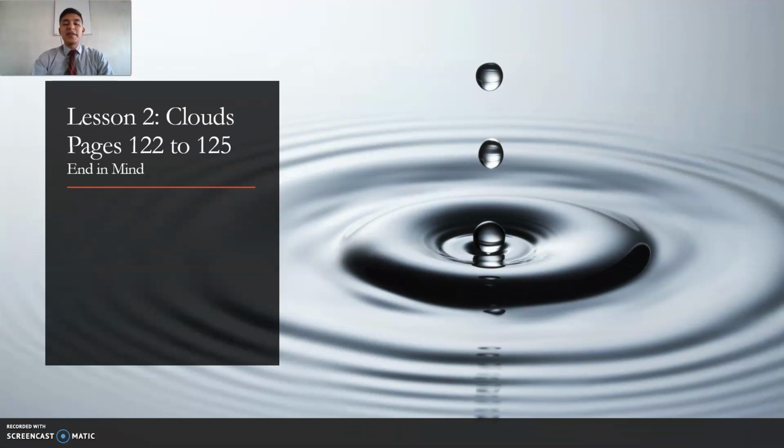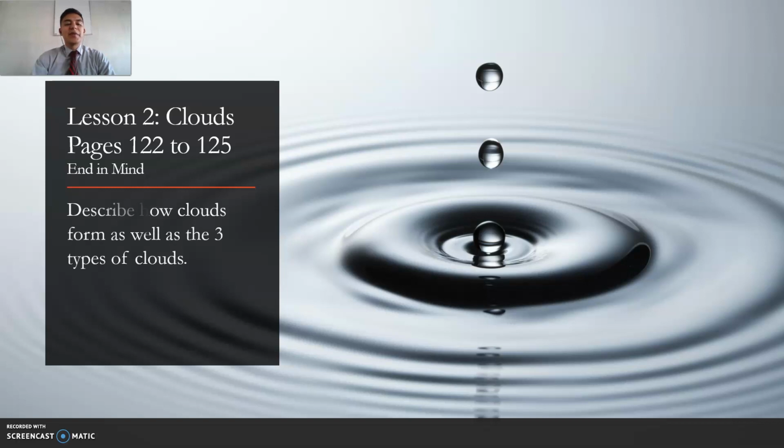And today we're going to be studying lesson number 2, clouds. You're going to find this topic in pages 122 to 125. And the ending mind for today is the following. Describe how clouds form as well as the 3 types of clouds. A very simple objective. Make sure to write it down in your notebook.